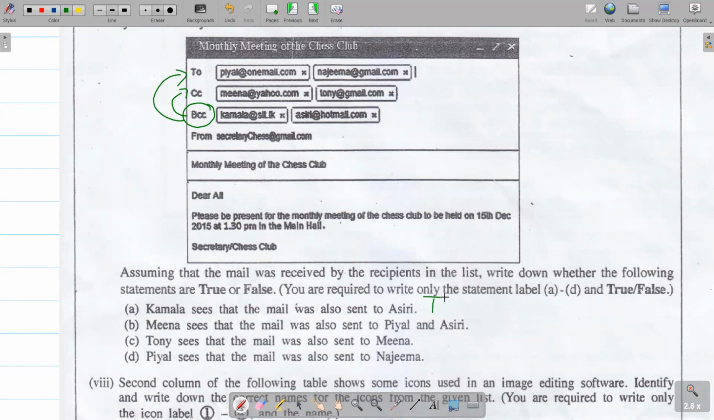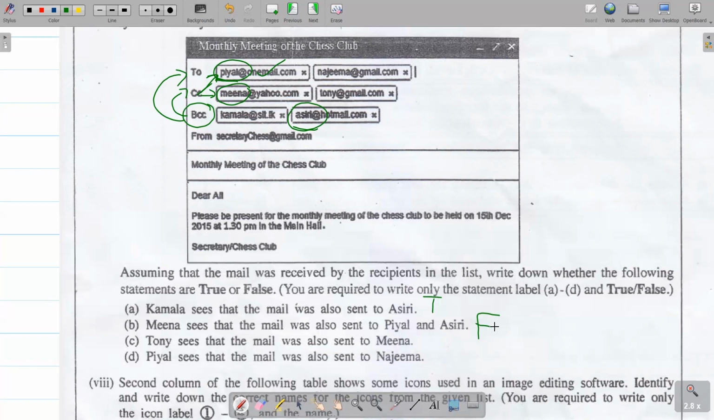Meena sees that the mail was also sent to PL and RCB. Meena is in the CC section, so CC can see the To section as well as their own section, but not the BCC. PL is over here, but RCB is over here. So PL can be seen by Meena, but not RCB. So this is false.